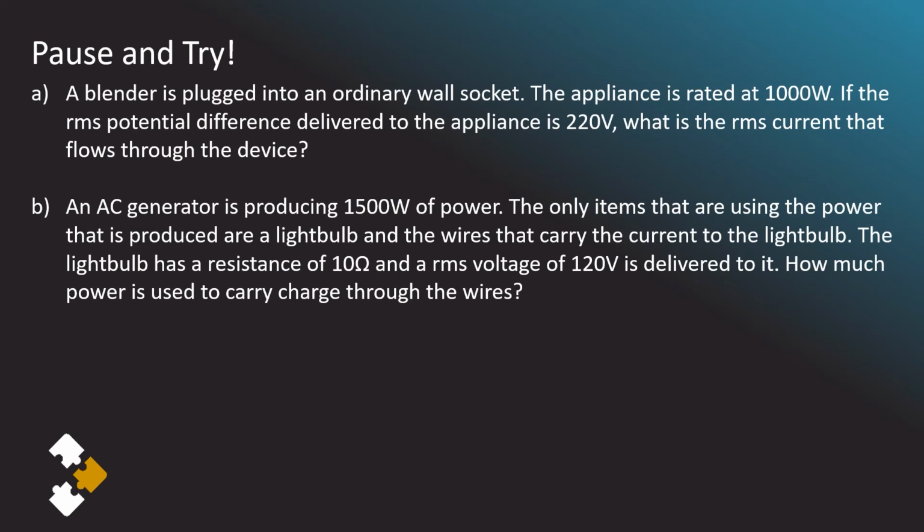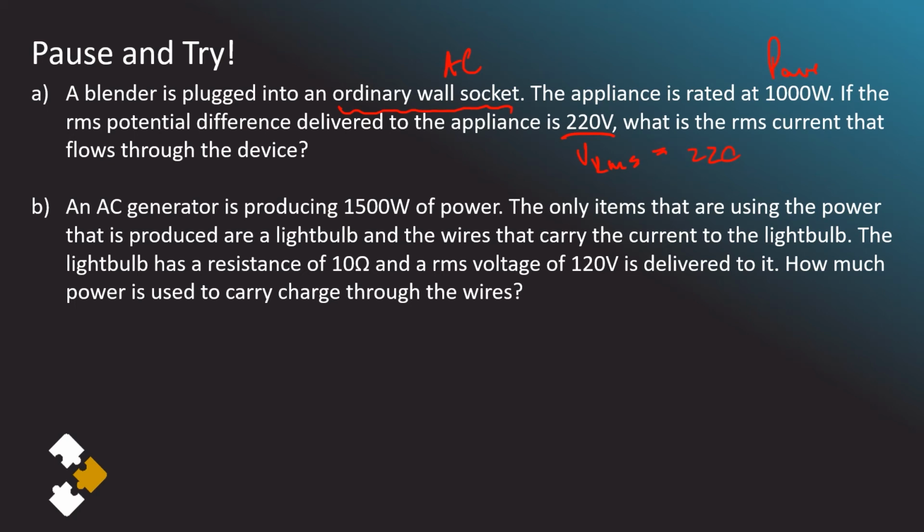So it says that a blender is plugged into an ordinary wall socket, right? Now, ordinary wall socket, that means AC current, because that's what we get at home from Eskom. The appliance is rated at 1000 watts, so that's going to be the average power usage. And then it tells us that the root mean square potential difference delivered is 220 volts. So that's going to be VRMS, which is the 220. Then it asks, what is the root mean square current that flows through the device?